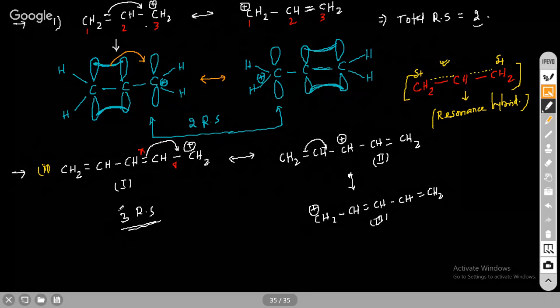So when you compare the stability of this compound, the first one and the second one, since the second one contains more resonating structures, we have three resonating structures here, and here we have only two, so we can say the second one is more stable than the first one. Is it clear?